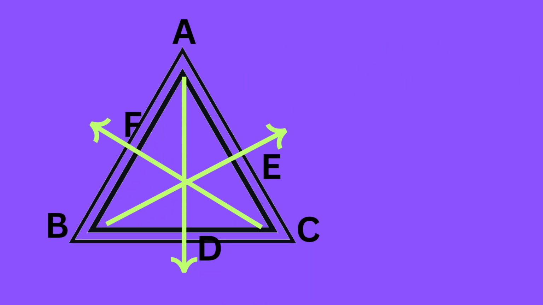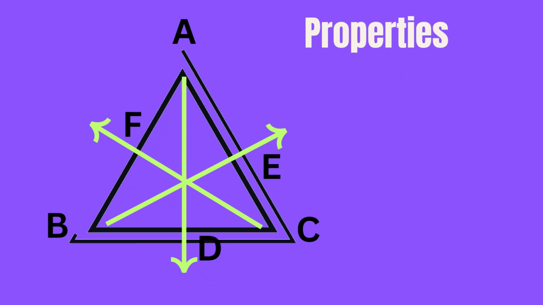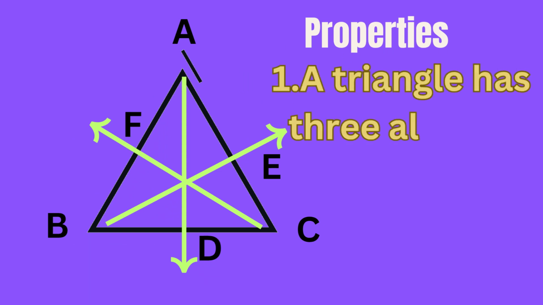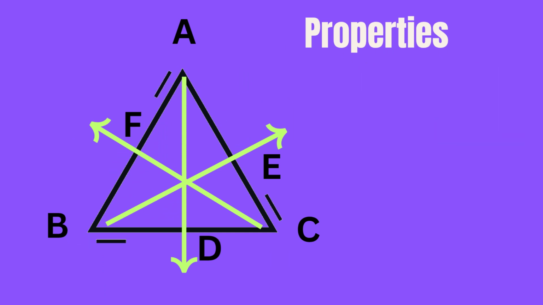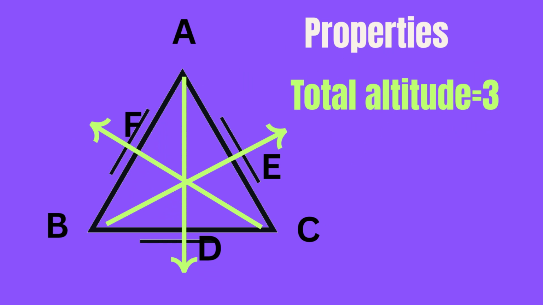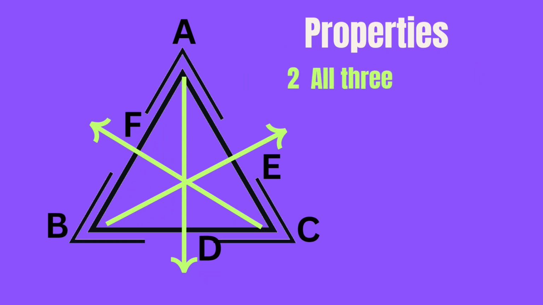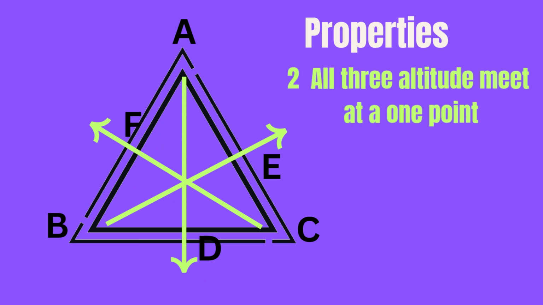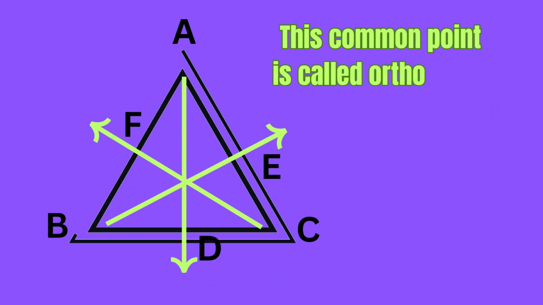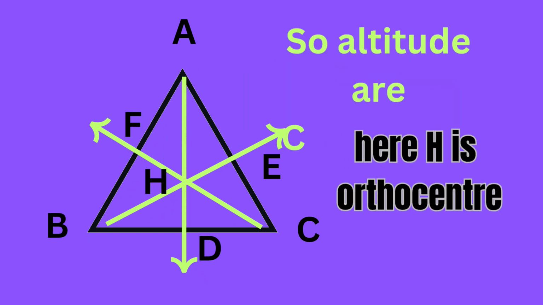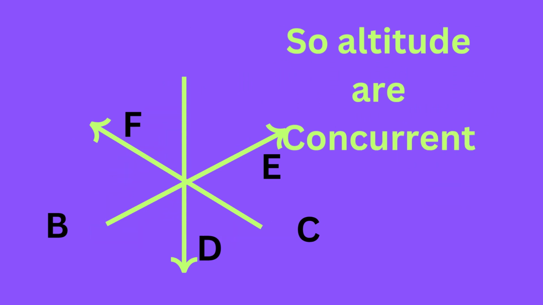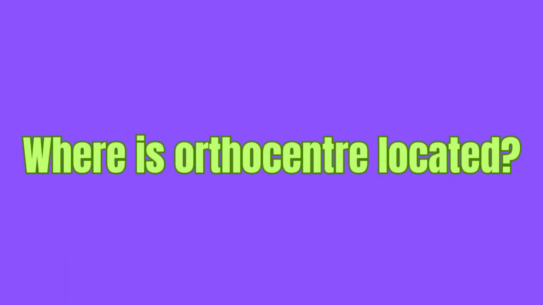Now we discuss important properties of altitude. Number one, a triangle has three altitudes. From each vertex, we can draw one altitude, so the total altitude will be 3. Number two, all three altitudes meet at one point, and this common point is called the orthocenter. So, altitudes are concurrent. Number 3, where is orthocenter located?